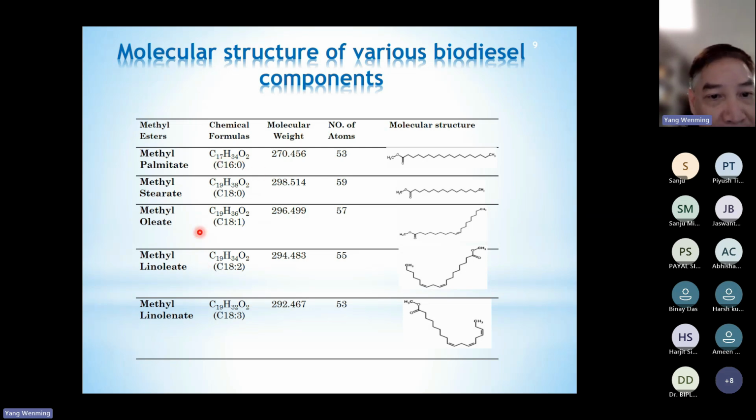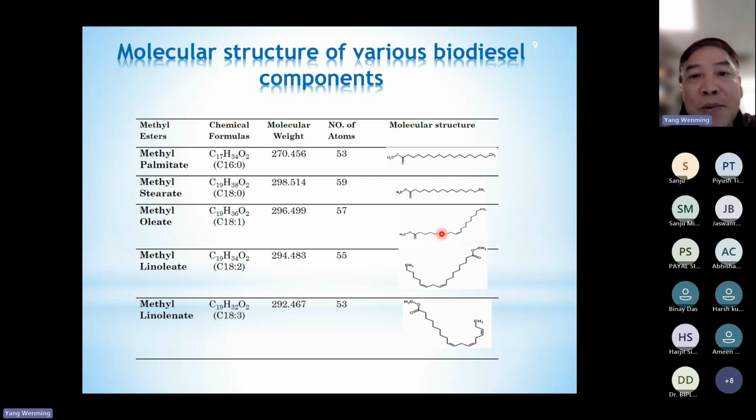And the third composition, methyl oleate, has one double bond here. So this composition has one double bond. And this one, methyl linoleate, has two double bonds, 1 and 2. And the fifth composition has three double bonds, 1, 2, and 3. So you can see these are the five major components.